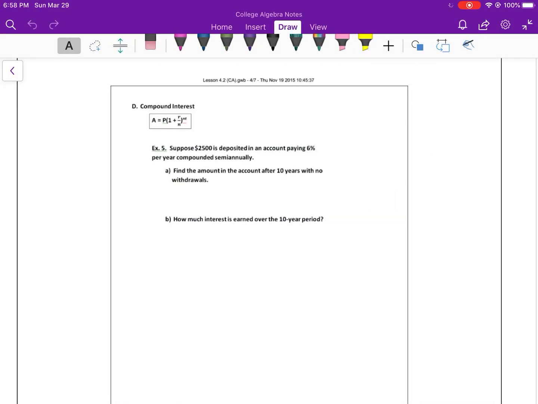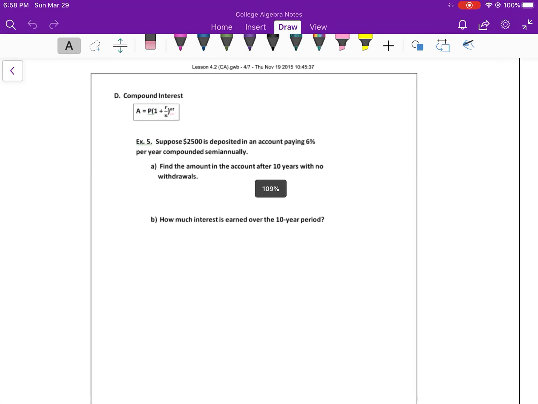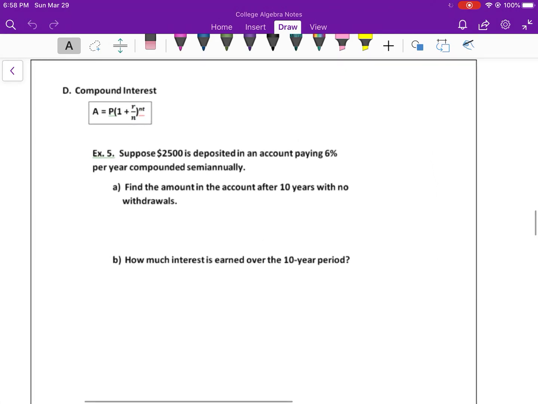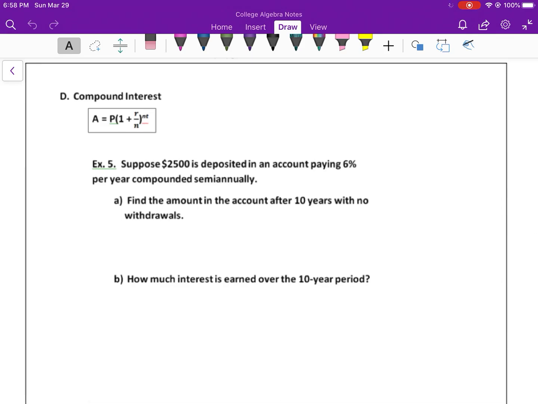Okay, college algebra, we're going to pick back up in lesson 4.2. We're going to look at our application problems today. We're going to look at compound interest, and we'll start off with this formula. It should be kind of familiar to you.